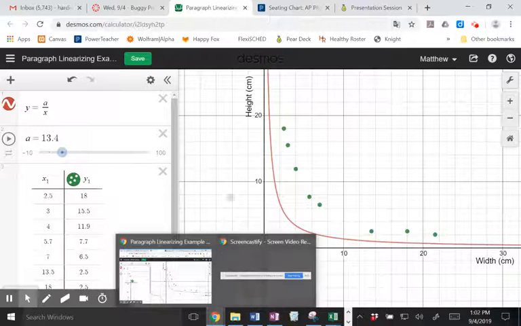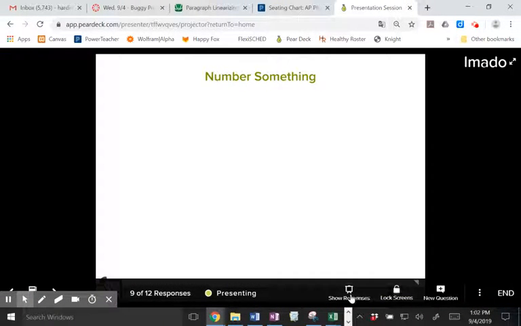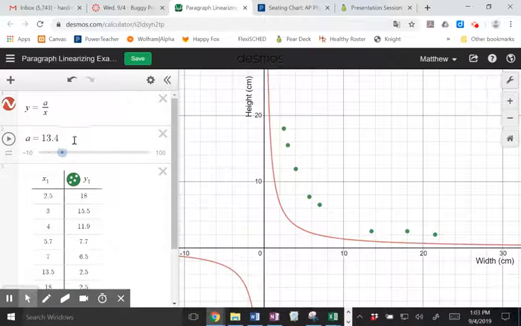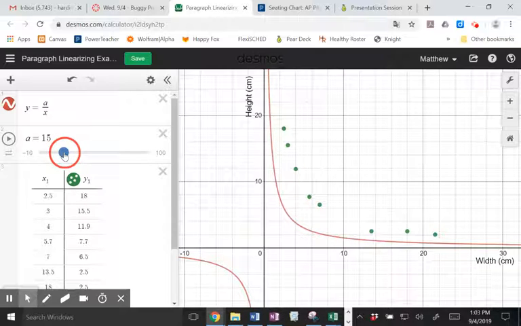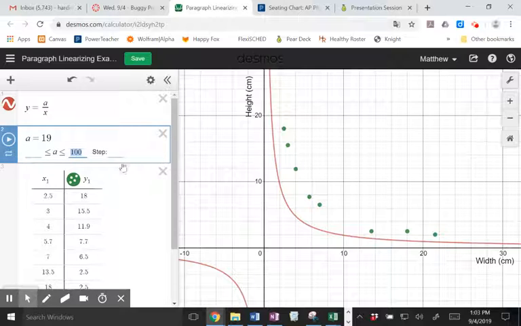Where'd we land? Where's the Pear Deck? All right, friends are thinking somewhere between 43 and 46. 44 looks to be the mean value right now. So let's try that. I can either type that in directly or I can adjust the slider. When you came in, did you have to change the max range here? No, it was already allowed you to go up to 100.